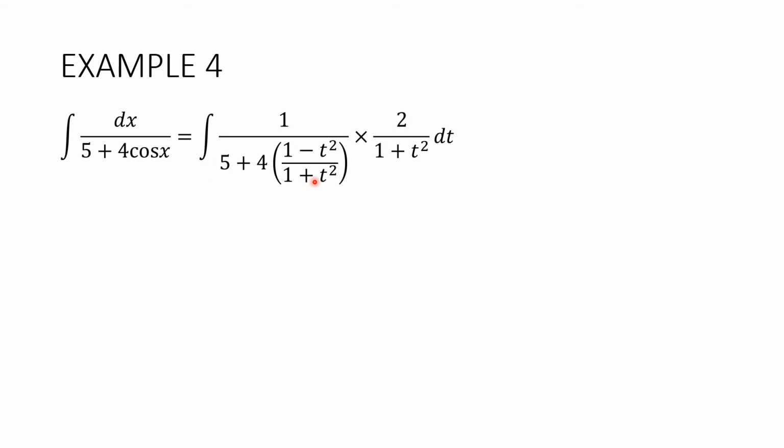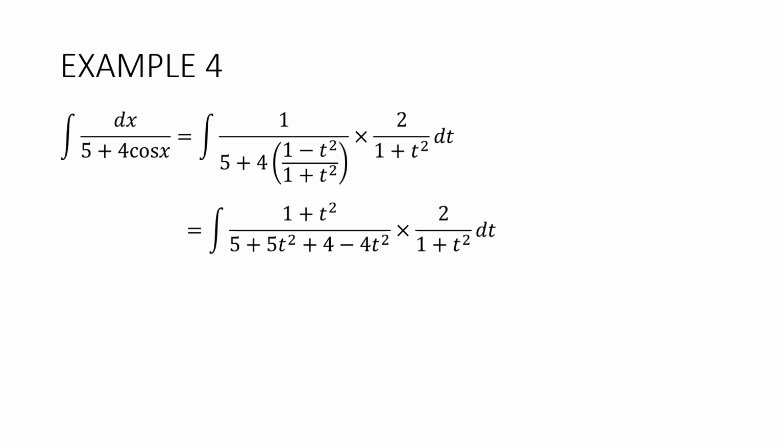Okay, I need to tidy this up, so I need to make a common denominator here by multiplying top and bottom by 1 plus t squared. And then I have got the reciprocal. So we do that all in one go. We've got 5 plus 5t squared plus 4 take 4t squared. I've flipped it upside down, and 1 plus t squared is on the numerator, and they cancel out. Tidying it up, I get the integral of 2 divided by 9 plus t squared dt.